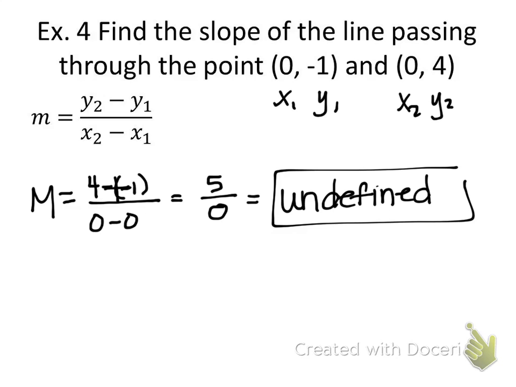Okay? So the formula that you need to memorize is M equals y2 minus y1 over x2 minus x1. And remember, the slope is always represented by the letter M.